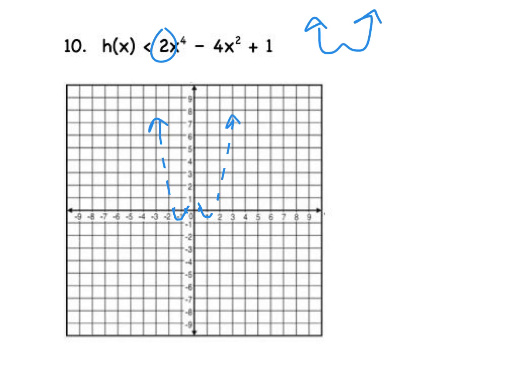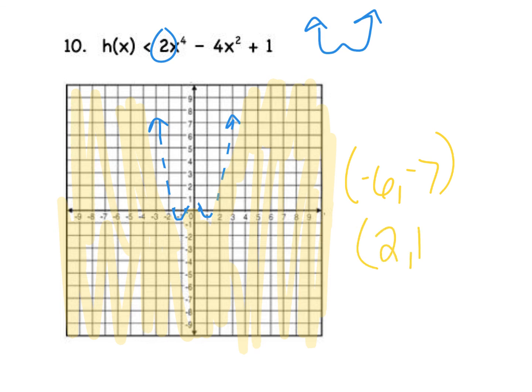And now I'm going to add my shading. The less than values are below the curve, so it kind of ends up being on the outside too when we go below. So possible solutions here would be (-6, -7), (2, -14), and I'm going to say (0, -5) are 3 possible solutions.